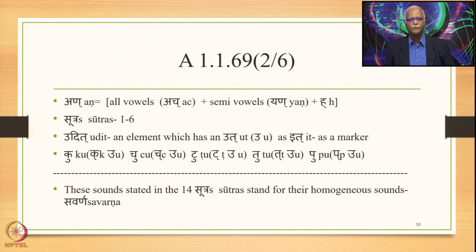However, there are some implications, and on the basis of these cues, the later Paninian grammatical tradition has made a rule saying that only in 1169 an stands for all these sounds. That means only in 1169 the pratyahara an is formed with the marker na at the end of the sixth sutra. Everywhere else in the Ashtadhyayi, wherever you find the pratyahara an, it always refers to the first sutra marker na. This is the only case, 1169, where an stands for all vowels plus semi vowels plus h, thereby covering the first six sutras. This is the meaning of an.